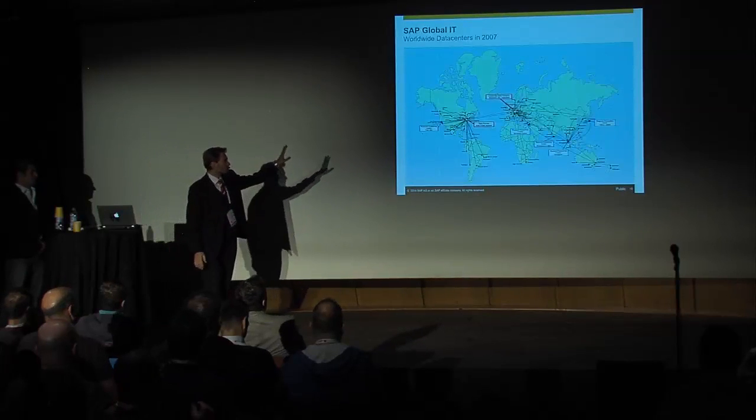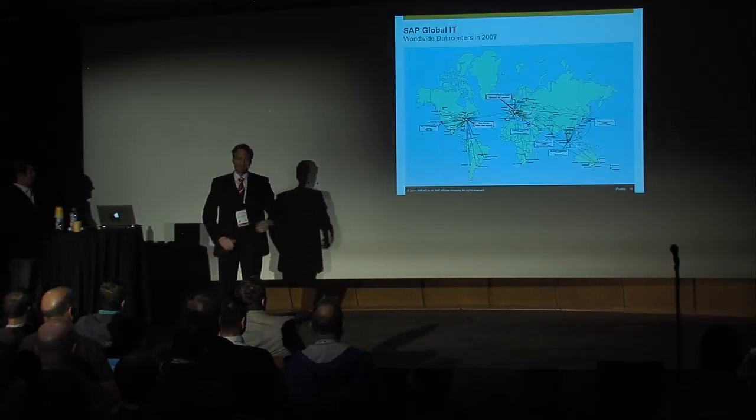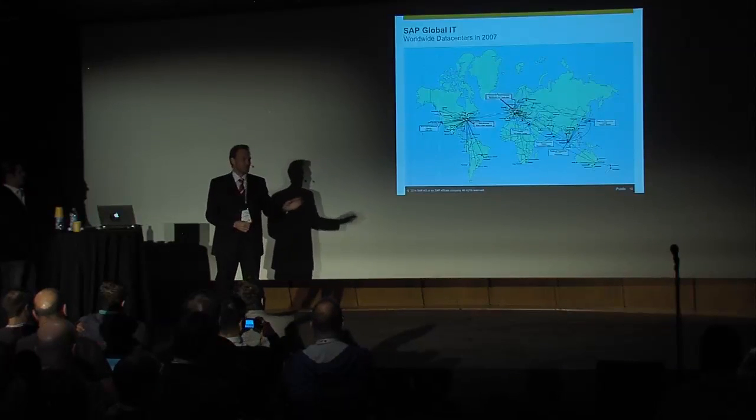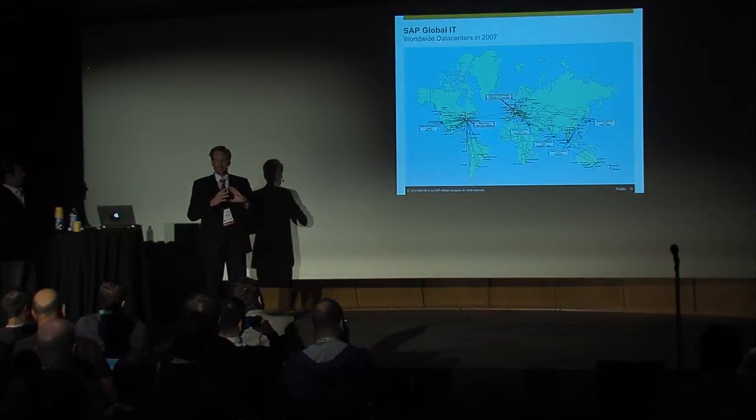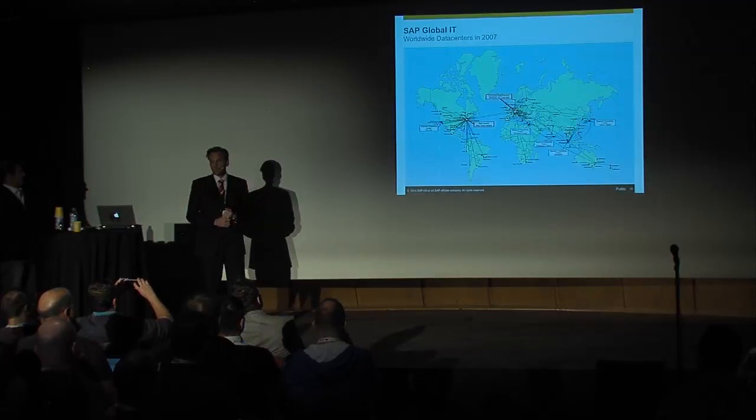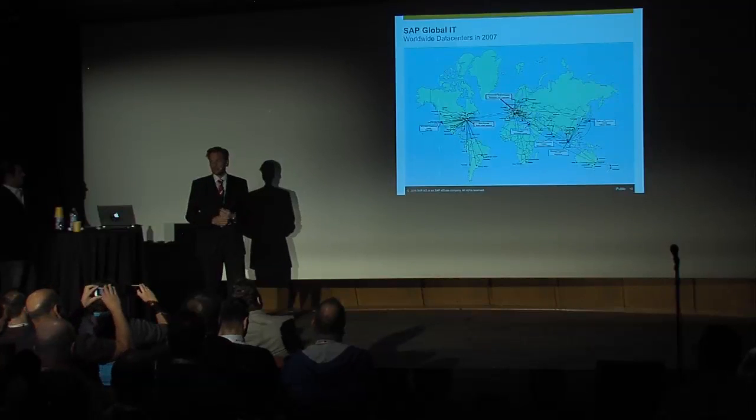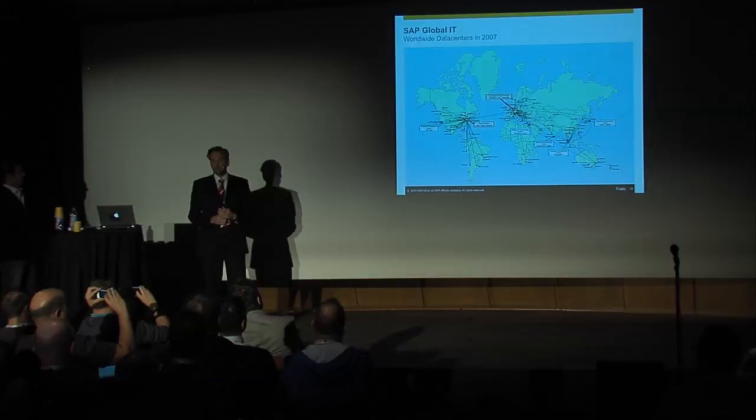this slide is actually from 2007. I don't want to bother you with old slides, but I just want to show you that the complexity within our internal landscape is very, very high. We bring out a lot of new products, but at the same time, we also need to support our existing operations.